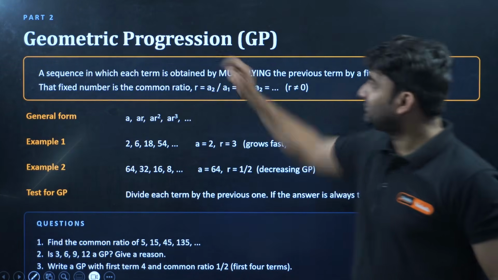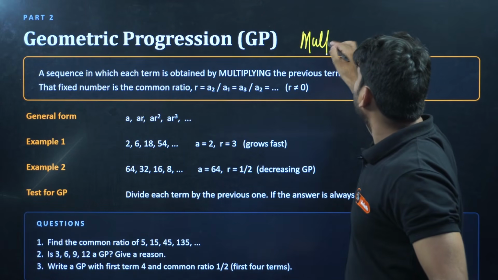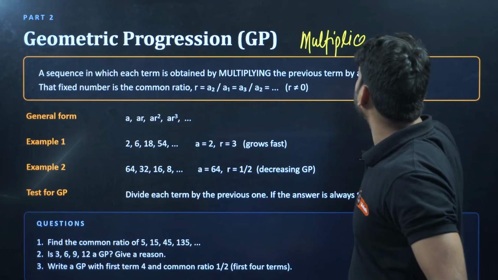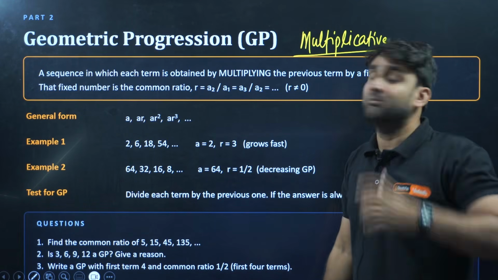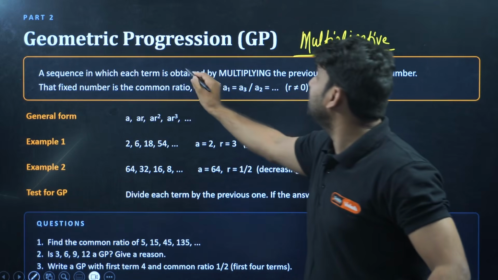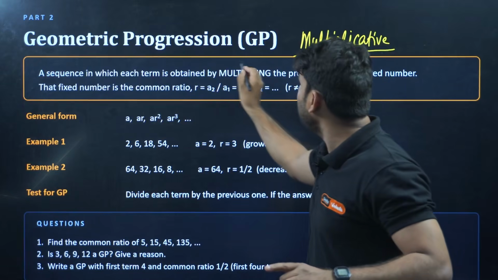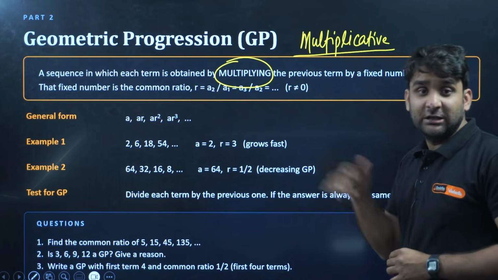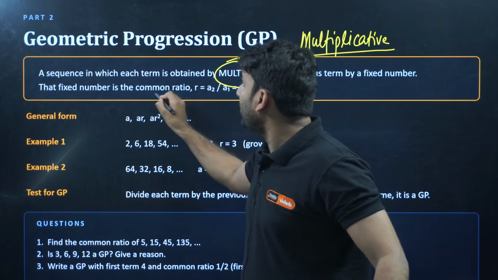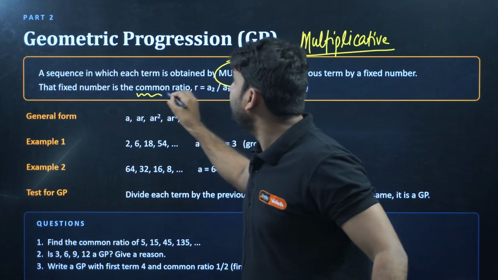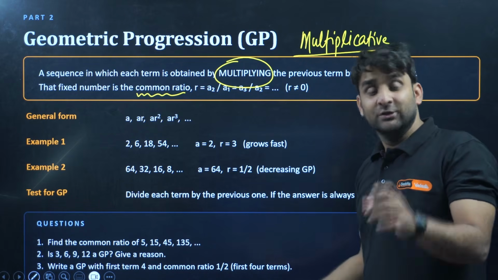Moving ahead, geometric progression. So what does geometric progression mean? It is multiplicative. The next number comes by multiplying by a fixed number. So it is a sequence in which each term is obtained by multiplying the previous term by a fixed number. In AP we add, but in GP we multiply. In AP the fixed difference is called the common difference, but here the numbers are obtained by multiplying, so a ratio comes.